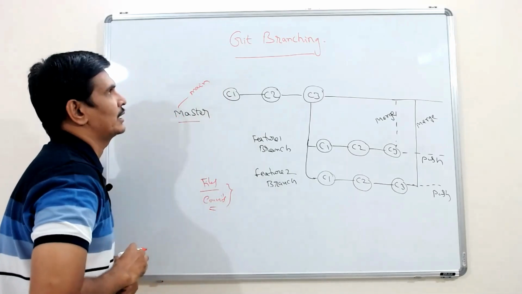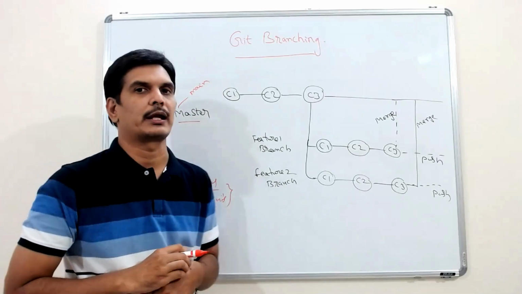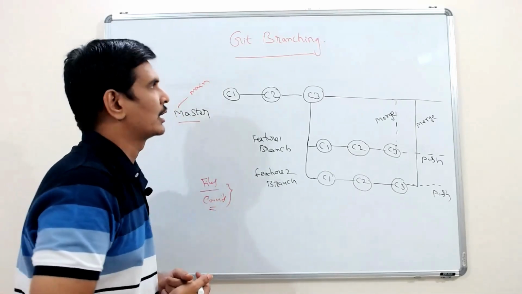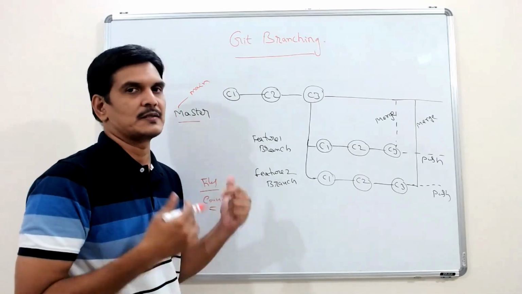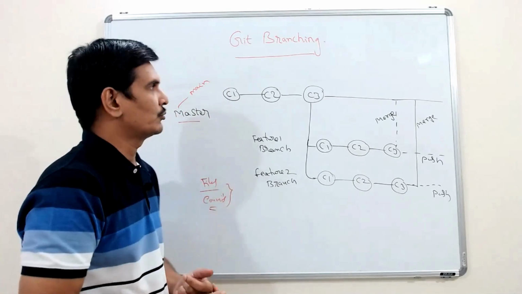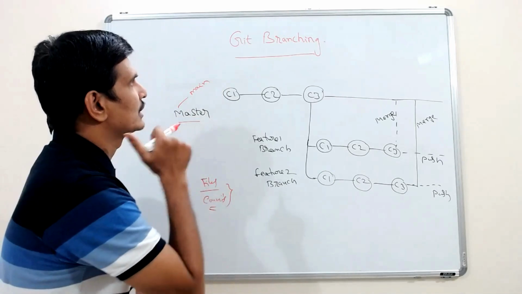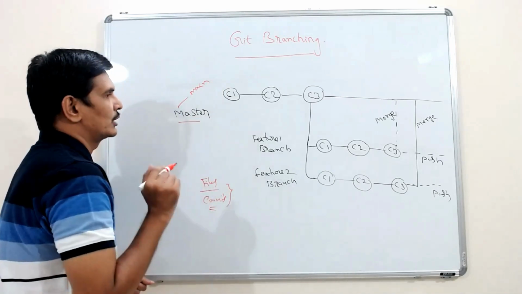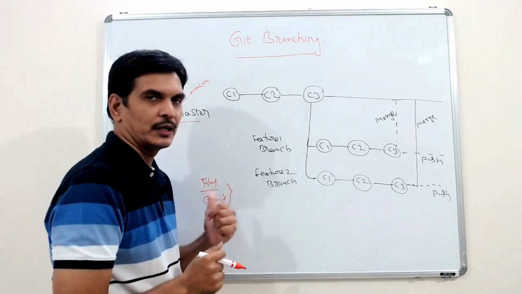Now let's see why other branches are required. We can also create other branches in Git, and we can place our code and commits into particular branches. But why do we need other branches? Why do we need the branching concept in Git? Let us understand a use case here.